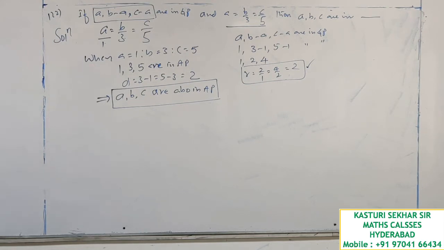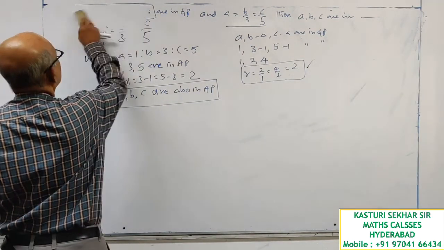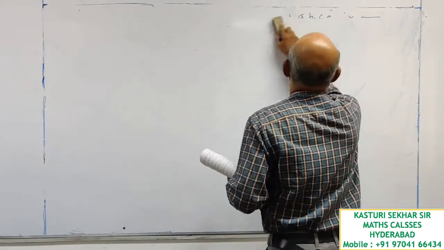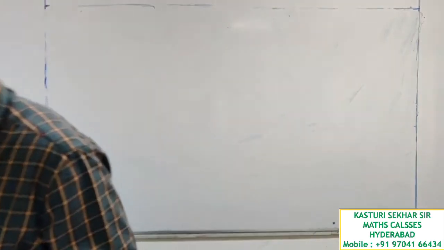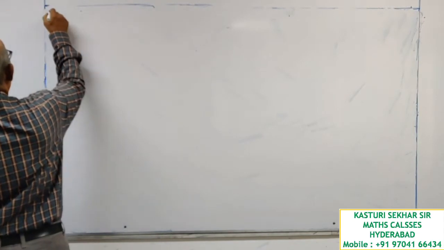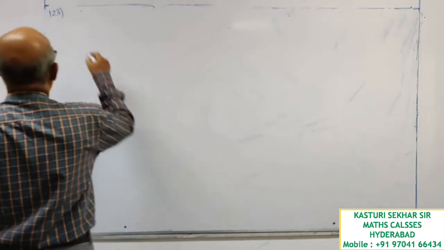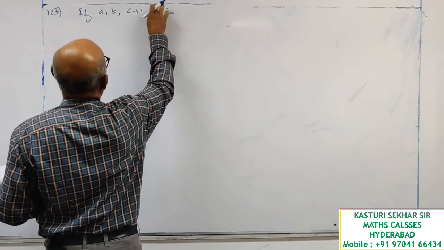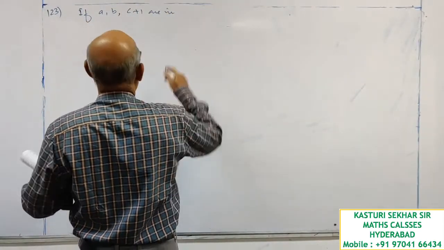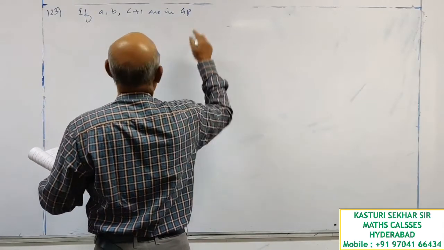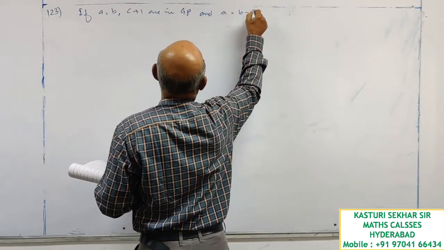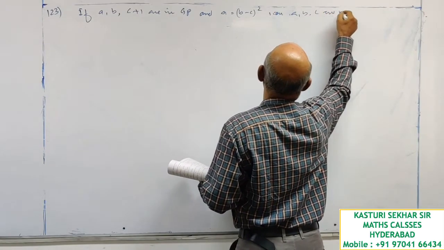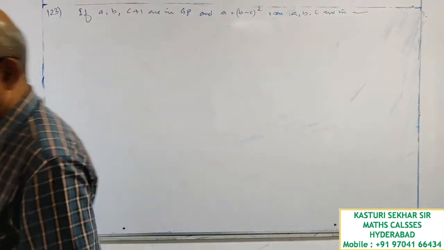Now look at question number 123. If A, B, C plus 1 are in geometric progression and A is equal to B minus C whole square, then A, B, C are in dash.